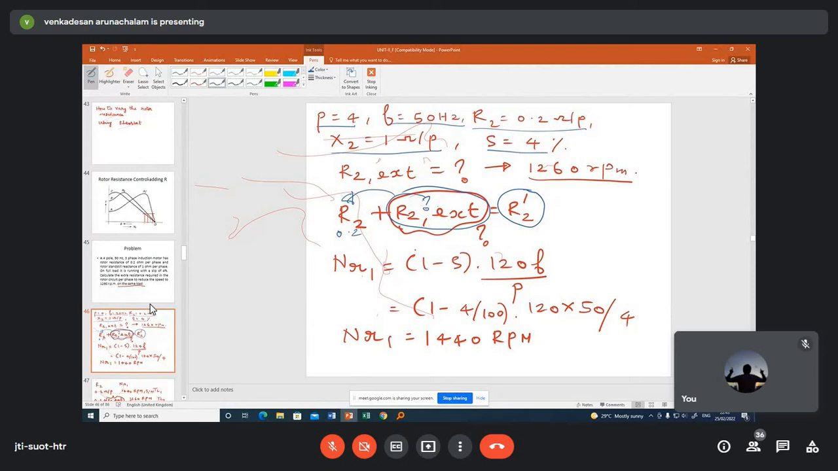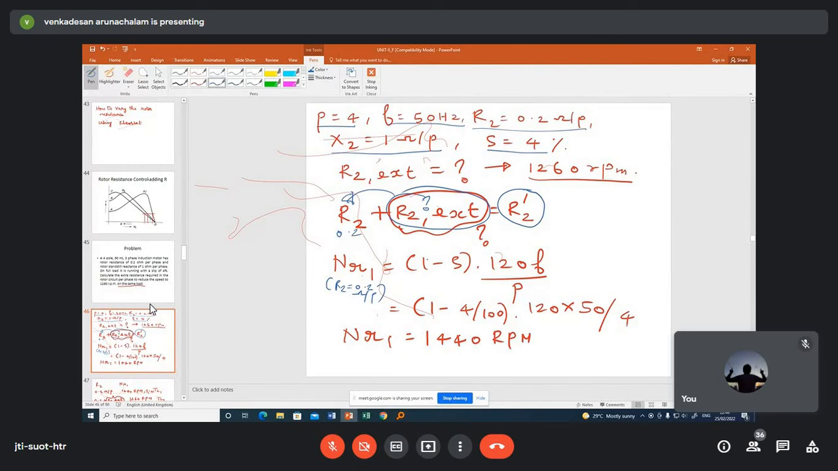So this is what they are asking. Right? For that, first you find the rated speed of the motor. For the rotor resistance 0.2 ohm per phase, what is the speed of the rotor? That you can find using the rotor speed formula. NR1 is the rotor speed corresponding to the rotor resistance 0.2 ohm per phase. That I am taking as NR1.